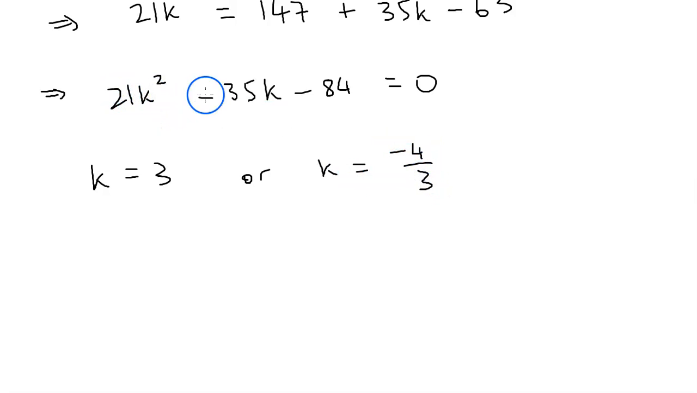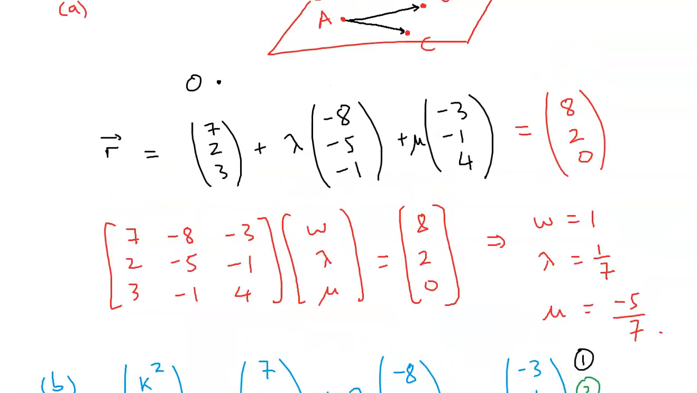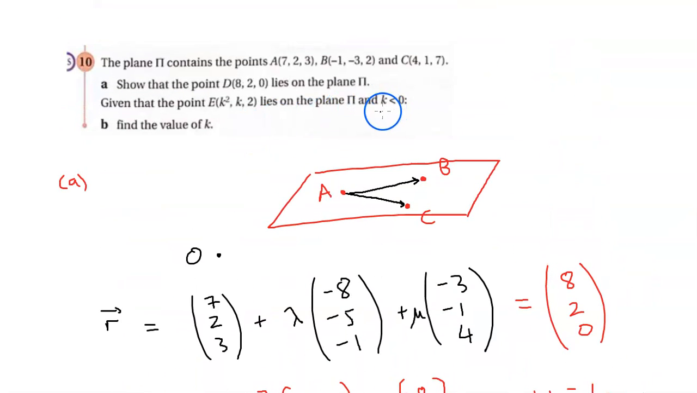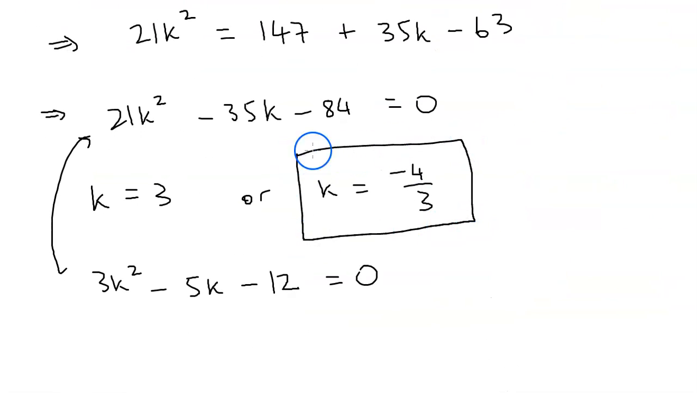We could have also divided everything by 7 in that equation to get 3k squared minus 5k, and I think 7 times 12 is 84, so minus 12 equals 0, but that doesn't matter. And I believe also we were told that k is less than 0, we absolutely were, and so that means that the value of k is negative 4 over 3. And so we're done.